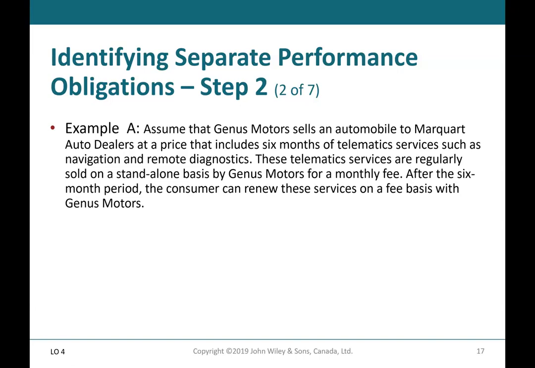Assume that Genesis Motors sells an automobile to Marquardt auto dealers, not sure if I'm saying these names right, at a price that includes 6 months of telematics services such as navigation and remote diagnostics. These telematics services are regularly sold on a standalone basis by Genesis Motors for a monthly fee. After the 6-month period, the consumer can renew these services on a fee basis with Genesis Motors.